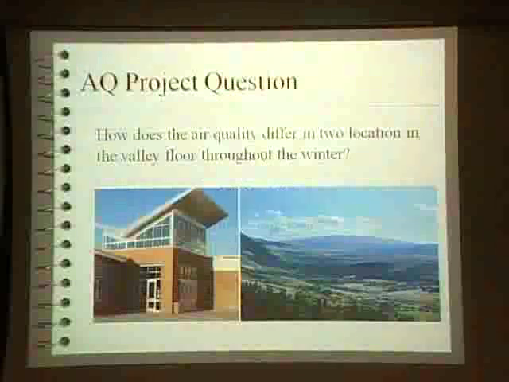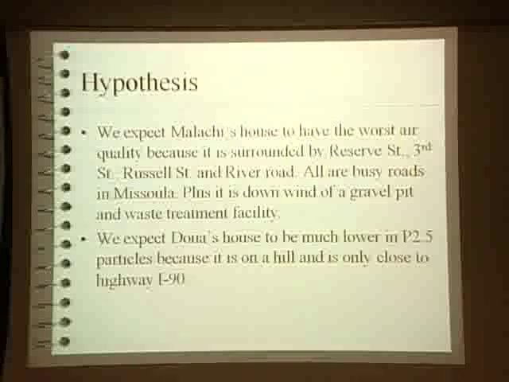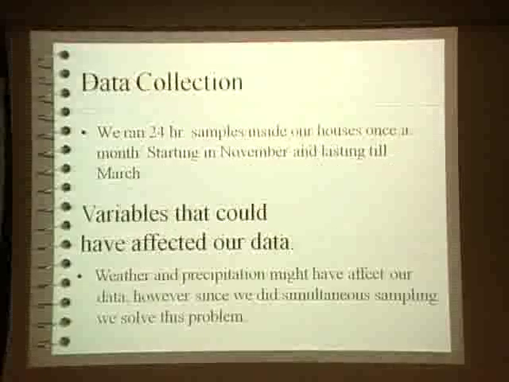Our air quality project question was, how does air quality differ in two locations on the valley floor throughout the winter? And we expected Malachi's house to have worse air quality because it was surrounded by Reserve Street, 3rd, Russell Street, and River Road. All are busy roads in Missoula, and there's a gravel pit down the way, and a waste treatment facility. And we expected Dow's house to be much lower in PM 2.5 because it's on a hill and it is only close to the major streets.